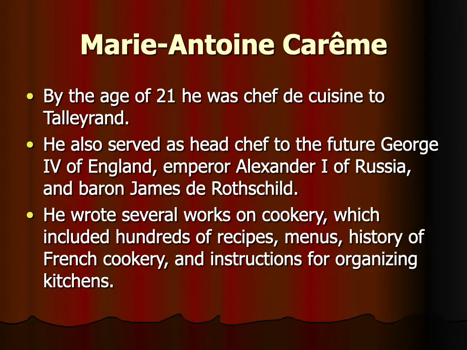So by the age of 21, if you fast forward to that point, he was chef de cuisine to a nobleman called Talleyrand. It's an amazing resume if you think about it. He served as head chef to the future George IV of England. He was chef to Emperor Alexander I of Russia and Baron Rothschild. He wrote a lot of different cookery books. Hundreds of recipes and menus and the history of French cooking and instructions for organising kitchens. He was the very first person to start organising kitchens.